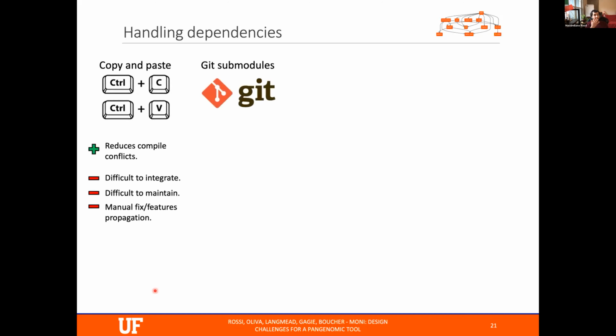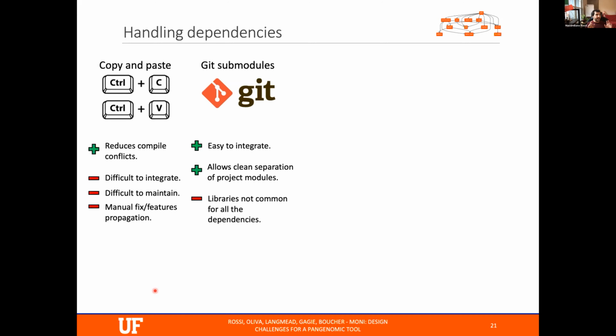The second technique is to use Git submodules, which is easy to integrate and allows a clean separation of project modules. However, the libraries are not common for all the dependencies. So if you have two dependencies that depend on the same library, those two libraries will be different. This brings compile conflicts, and it requires recursive clones, which I personally don't like. I want things to be done as easily as possible.